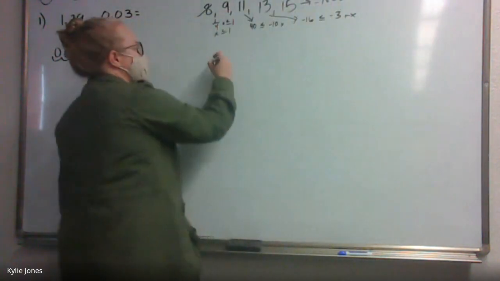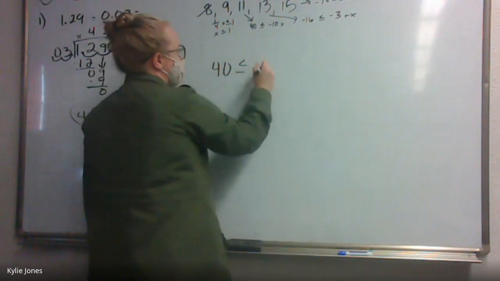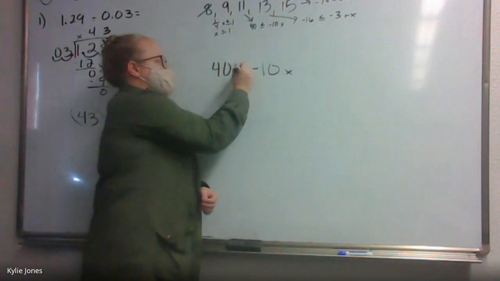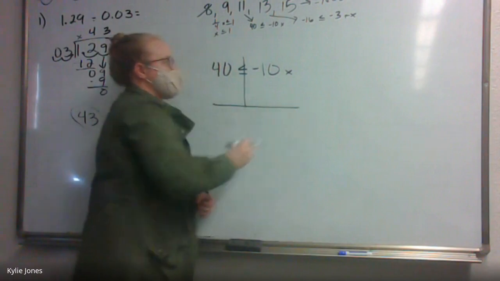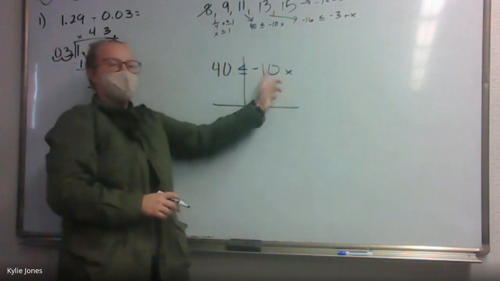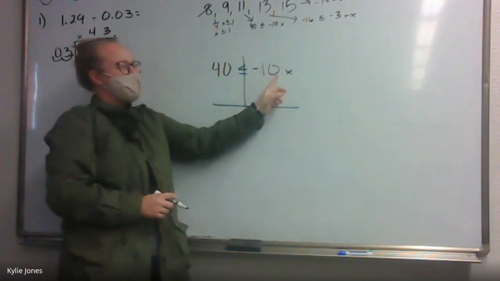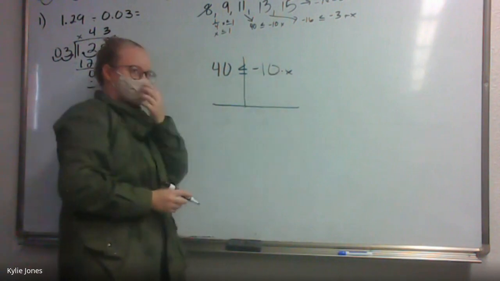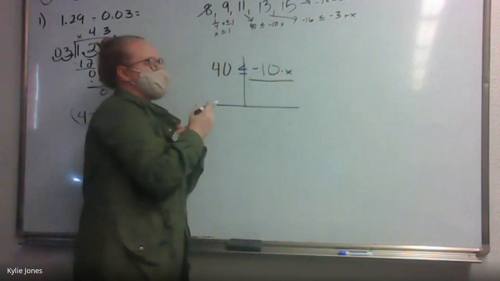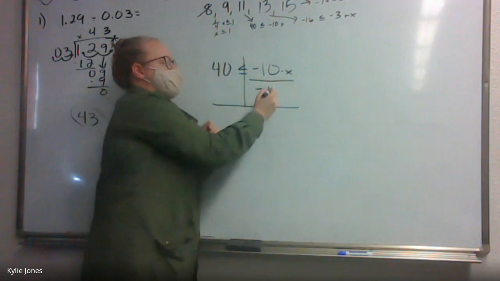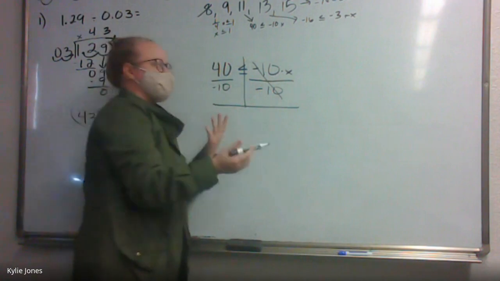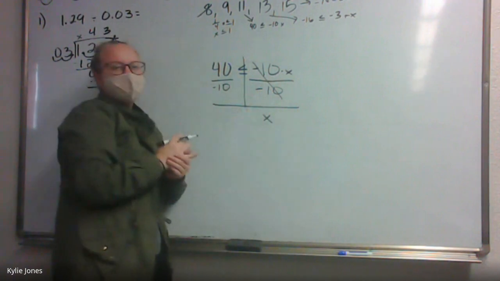Number 11 says 40 is less than or equal to negative 10x. Someone tell me my first step here. Upside down T. If we look at our negative 10x, what operation is happening? These are being multiplied. So the opposite of that is dividing. What do I divide by on both sides? Positive or negative 10? Negative 10. Divide by negative 10. Negative 10 divided by negative 10 is 1. They cancel each other out. You're left with x.